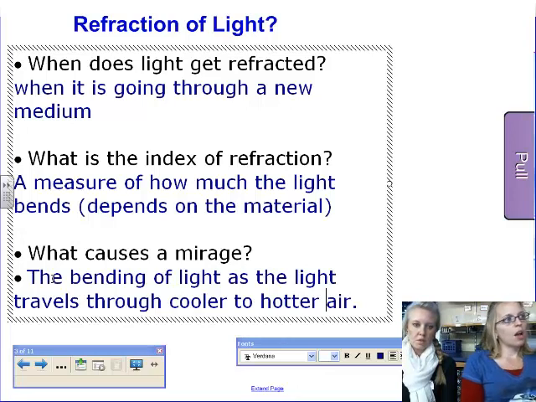So the air up here in the atmosphere is cooler, marginally, not significantly. But it is cool enough that the speed of light will be different than when it gets to the hotter air right by the road, because that road holds in the heat, which heats up that air there. And sand holds in heat too.